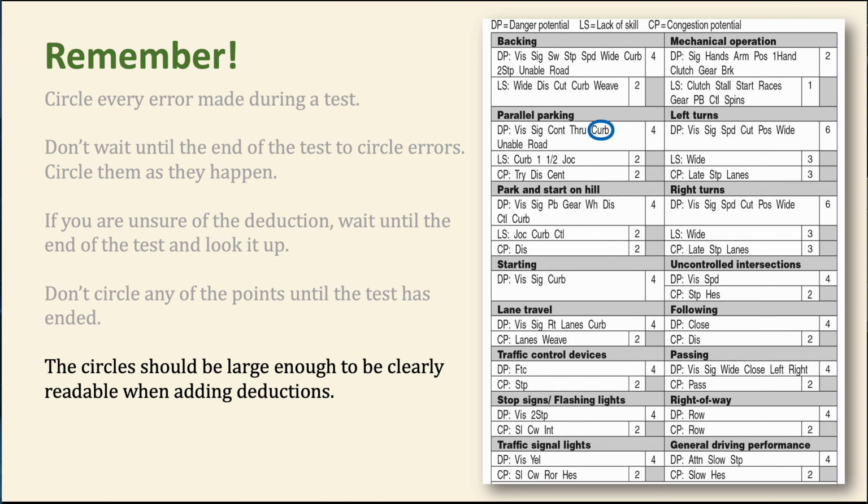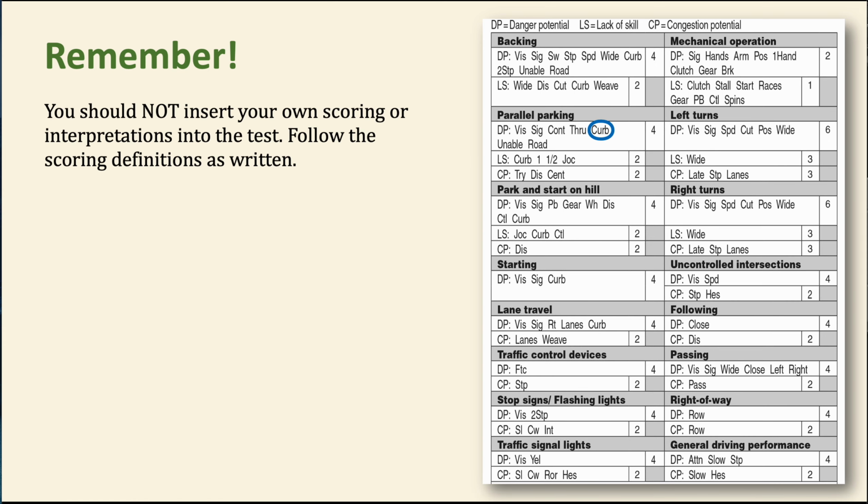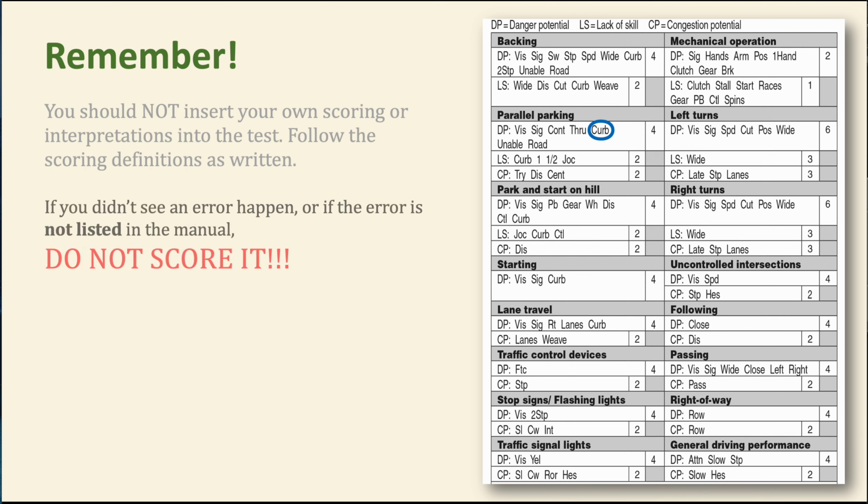Make sure the circle is big enough that it's readable, and for each error, only one corresponding error is circled or the line drawn through it. Don't insert your own interpretations. Follow the definitions as they are written. If you didn't see it happen because you were looking down at your paper or watching a butterfly, or if the error is not listed in the manual, don't score it.